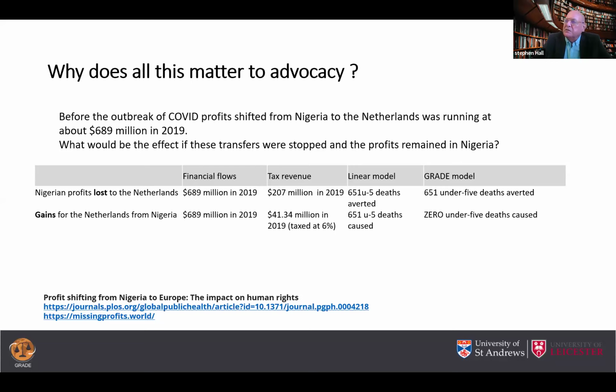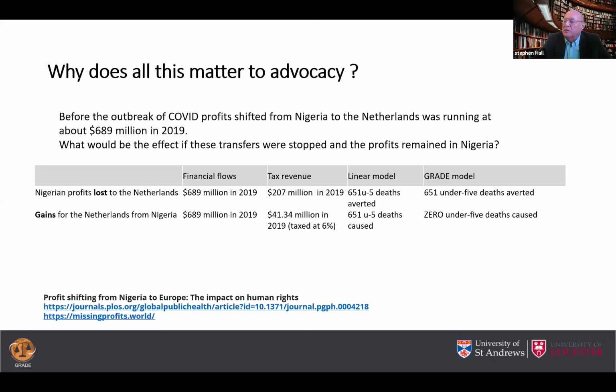The actual financial flows, of course, are exactly equal to each other. So if you are arguing as an advocate that money should go back to Nigeria because it's a poor country and needs that money for development, and you put that point to somebody in the Netherlands, they'd say, well, this is going to cost us roughly $689 million. Why should we do that? And while I think we all see the moral imperative to do that, the actual benefit in terms of just financial flows is not so obvious there.